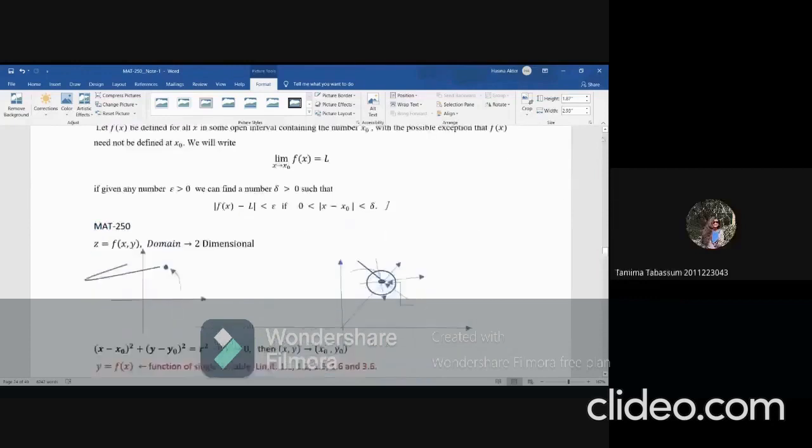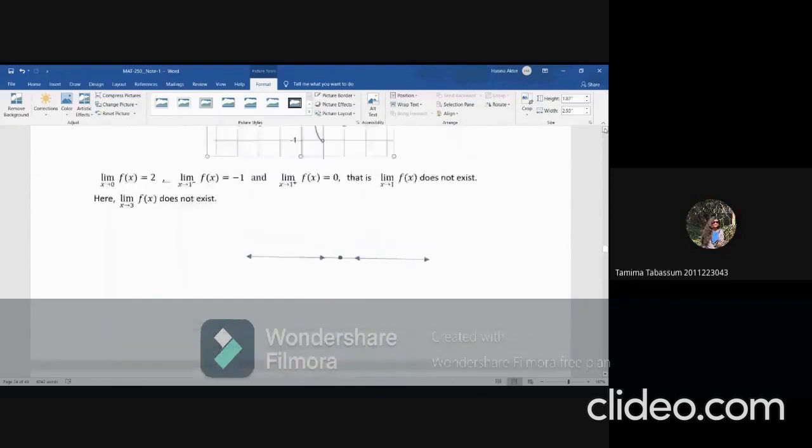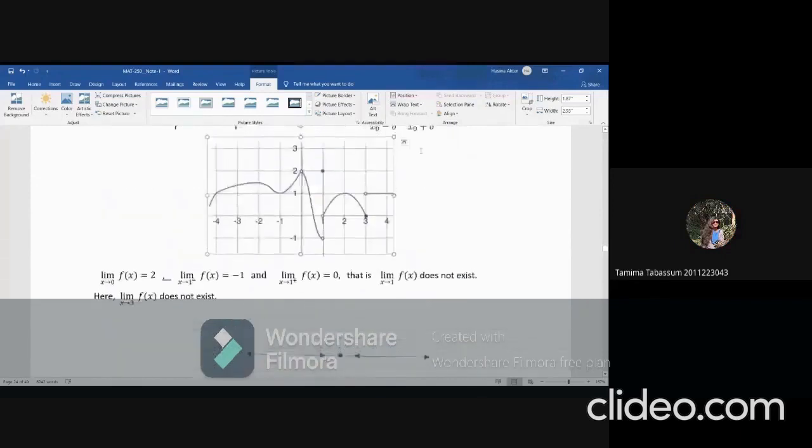So here, I didn't understand the 3 to 4 line. 3 to 4, what do you mean by 3 to 4? In the graph, right at the end, the upper line from 3 to 4. This is a horizontal line.